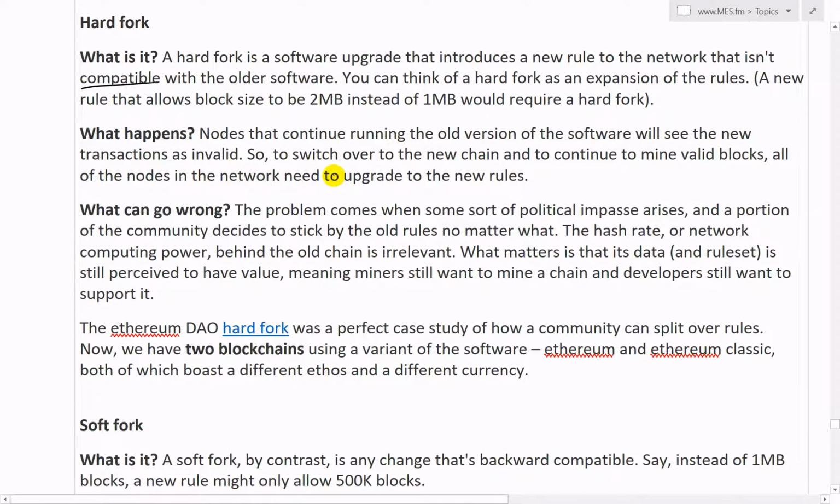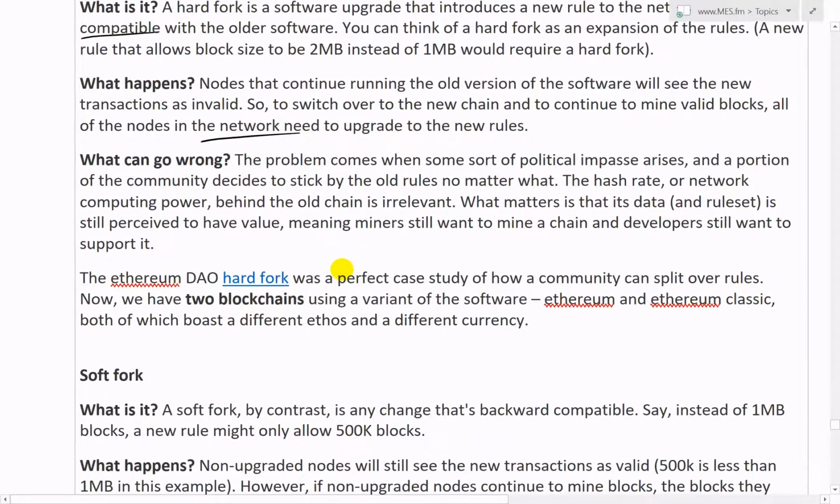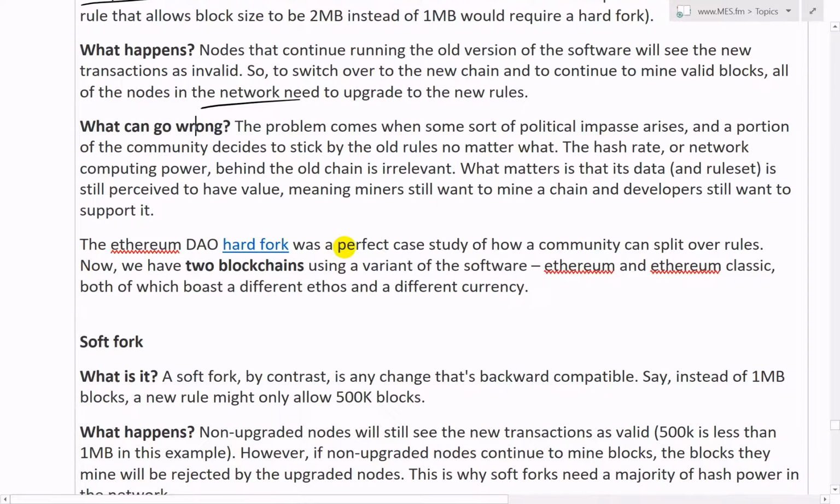So to switch over to the new chain and to continue mining valid blocks, all of the nodes in the network need to upgrade to the new rules. And here, what can go wrong? The problem comes when some sort of political impasse arises and a portion of the community decides to stick by the old rules no matter what. The hash rate or network computing power behind the old chain is irrelevant.